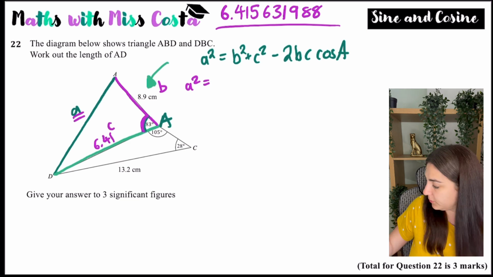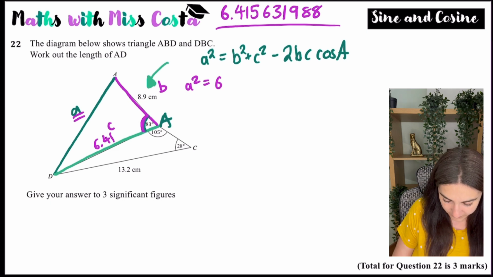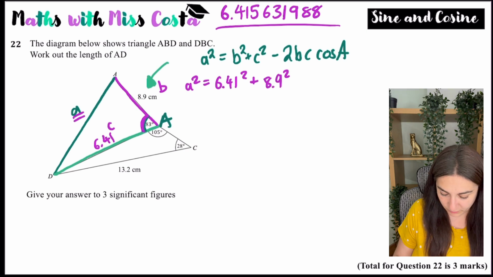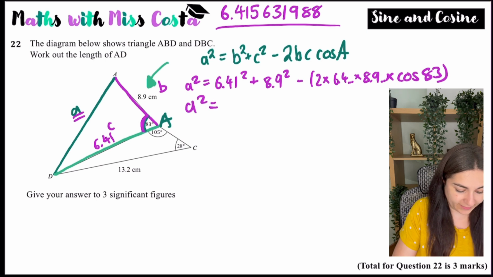So a squared equals, is it still memorized? Yep. 6.41 squared plus 8.9 squared. Oh, I put them the wrong way around, but it doesn't matter. Times by 2 times 6.4 times 8.9 times by cos 83.